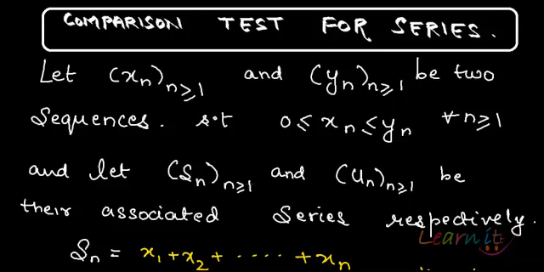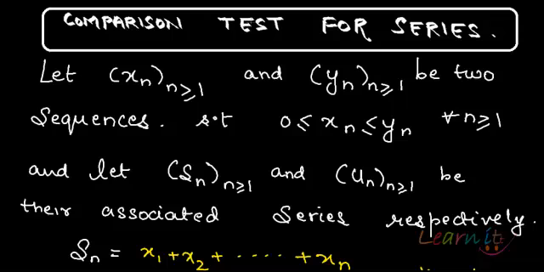Comparison test for series. A comparison test lets us know whether a series compared to another series would be convergent or divergent. So let us assume xn and yn to be two sequences of positive terms such that xn is less than or equal to yn for all n.